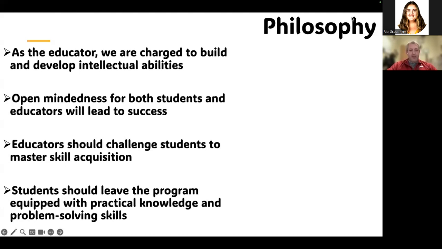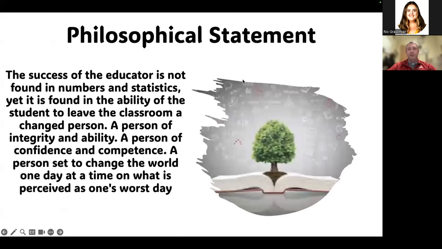Students should leave your programs equipped with practical knowledge and problem-solving skills. The basics really are just that. They're the basics. We need to take that a step further. Let's make sure that we are making mastery the minimum. And when we do that, they're leaving our programs a better person.